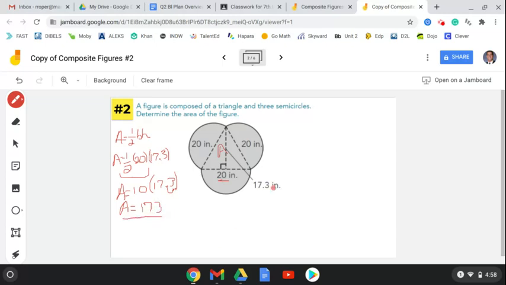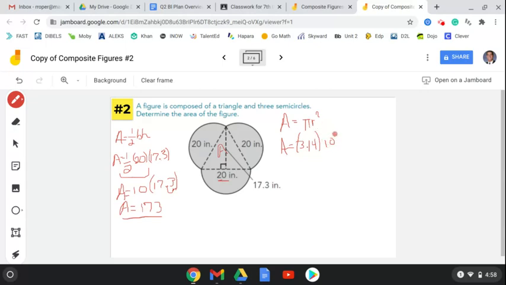Okay, now let's find area of the semicircles. So area of a circle is pi times radius squared, right? Pi times radius squared. And I know the radius of these circles are 10. So I can plug in area equals pi, which is 3.14, times my radius squared.